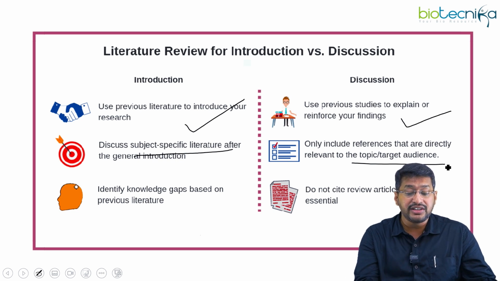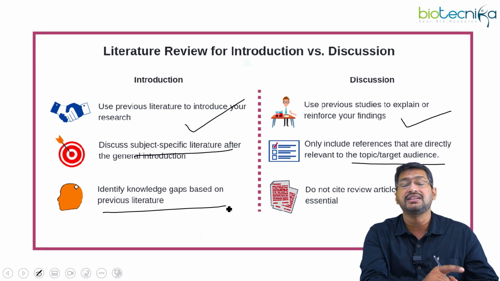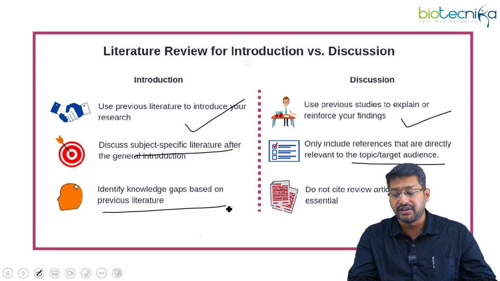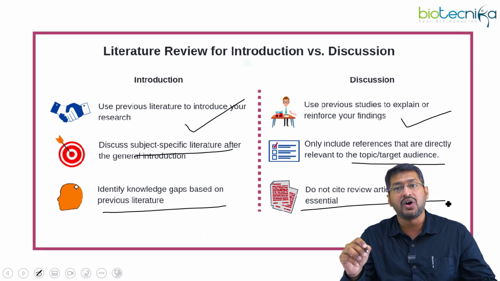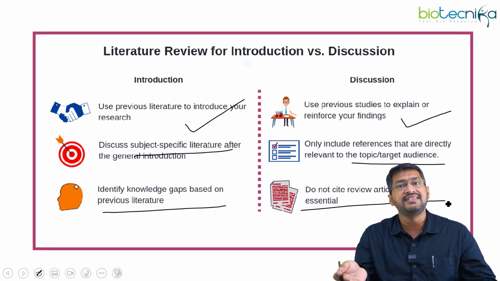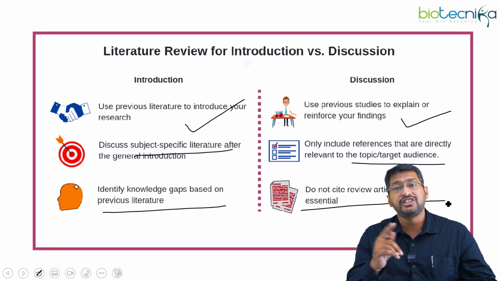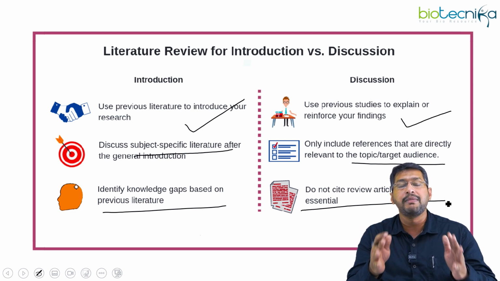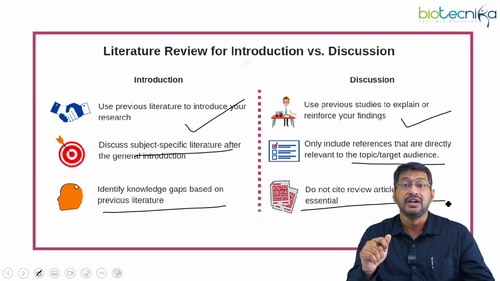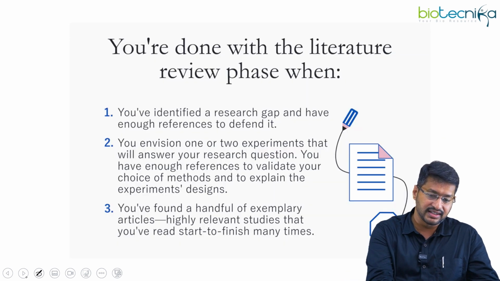Then identify the knowledge gaps with the previous literature, and this gap has to be mentioned in your introduction. However, do not cite review articles unless it is actually necessary in your discussion part. Just for the sake of increasing the numbers, please do not cite. So just make sure you remember these components, and there should not be spillovers from introduction to review, review to introduction, or even in terms of discussion when you're writing an original article.